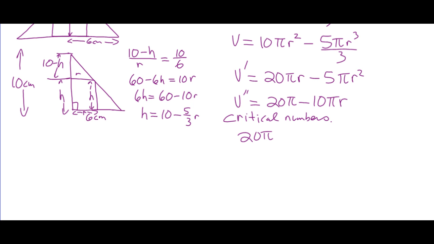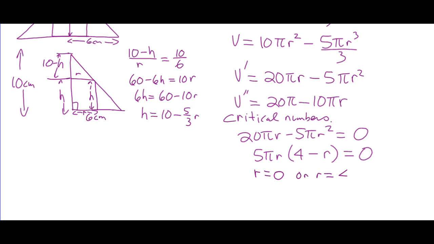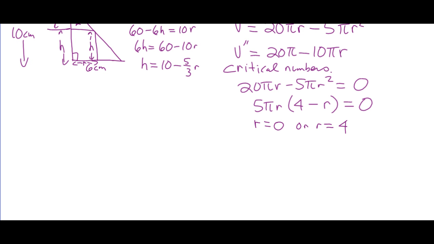20 pi r minus 5 is equal to 0. All right, so now you do a little factor magic. So what do we got? 5 pi r times 4 minus r. So either r is 0, which we don't need to check because we rejected that. If your radius is 0, your volume is 0. So r equals 0, or r is equal to 4. Okay, the first was previously rejected, so we don't need to do that. So we need to look at v double prime at 4.